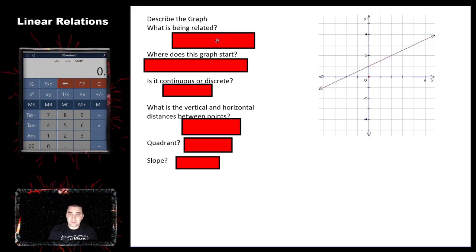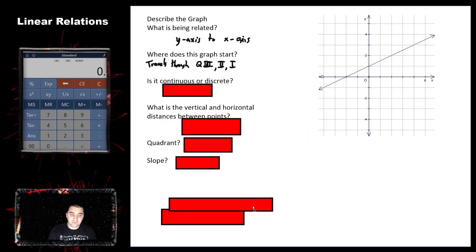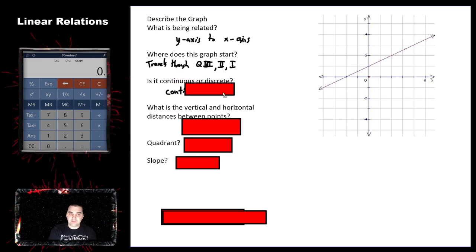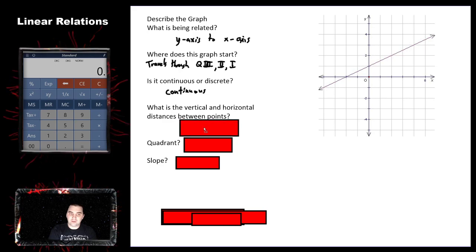All right, what is being related? My y-axis is being related to my x-axis. Where does the graph start? That one's a harder one to answer because it goes across multiple quadrants. It doesn't really have a starting place. You could say it starts down here. You could say it starts in quadrant 3 and then goes into quadrant 2 and then into quadrant 1. But just make sure that you are putting that it travels through quadrant 3, 2, and 1. Is it continuous or discrete? Continuous.